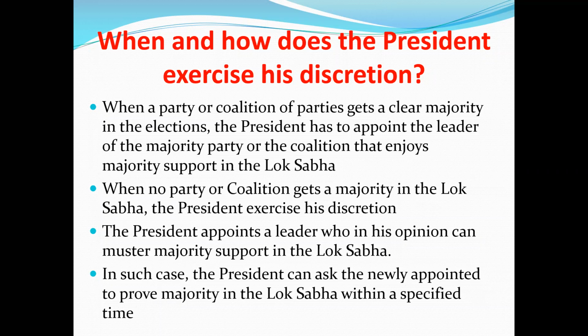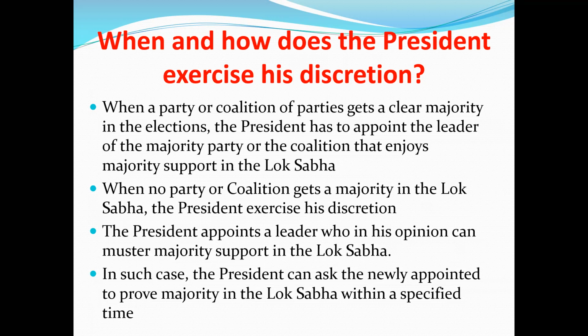The president appoints a leader who, in his opinion, can command majority support in the Lok Sabha. The president can also appoint the top leader of a political party that has the maximum seats but not a clear-cut majority as the prime minister. In such a case, the president can ask the newly appointed prime minister to prove his majority in the Lok Sabha within a specified time.